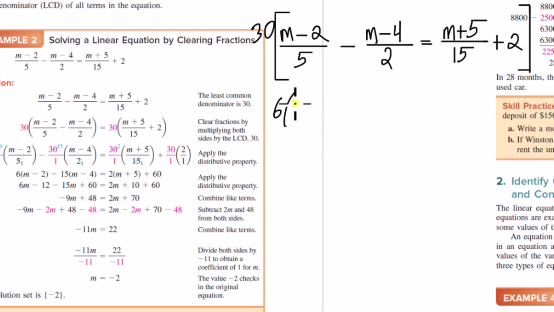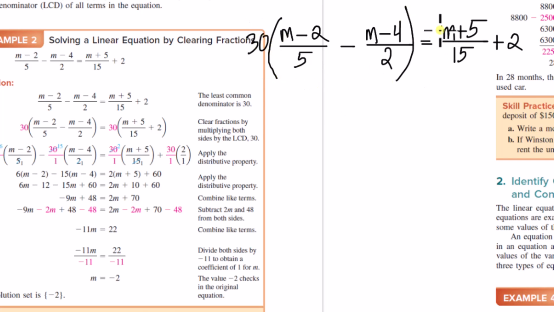So we'll get... actually, let me do it this way just to make sure you don't get confused. We're multiplying this entire expression by 30, and we're multiplying this entire expression by 30. So how do we multiply 30 by this entire expression? Well, we distribute to each term, right?